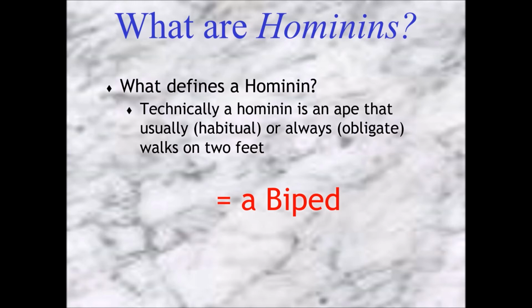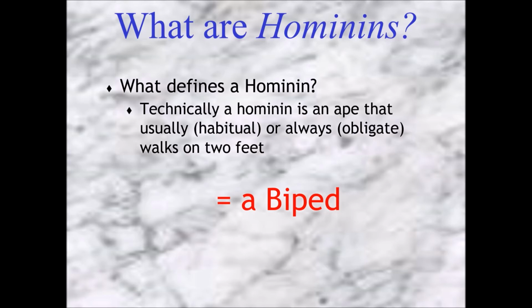Now, technically, those other animals, the chimps, the Siamangs, the bonobos, the gorillas, and even the orangutans, can all walk on 2 feet. So we actually narrow it down to what we call a habitual or even an obligate biped. We, you and I, are obligate bipeds. That is, we virtually spend all our time walking on 2 feet.